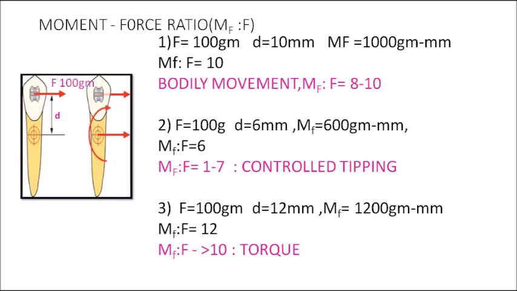All the other measurements they might give you, like the force of 100 grams is given. Now at what distance should this be placed so that there can be a bodily movement? So you have to do the mental calculations, and of the given options you have to find out which gives a ratio between 8 to 10. So mathematically, whichever is correct, that you have to write. I hope this is pretty much clear for you.